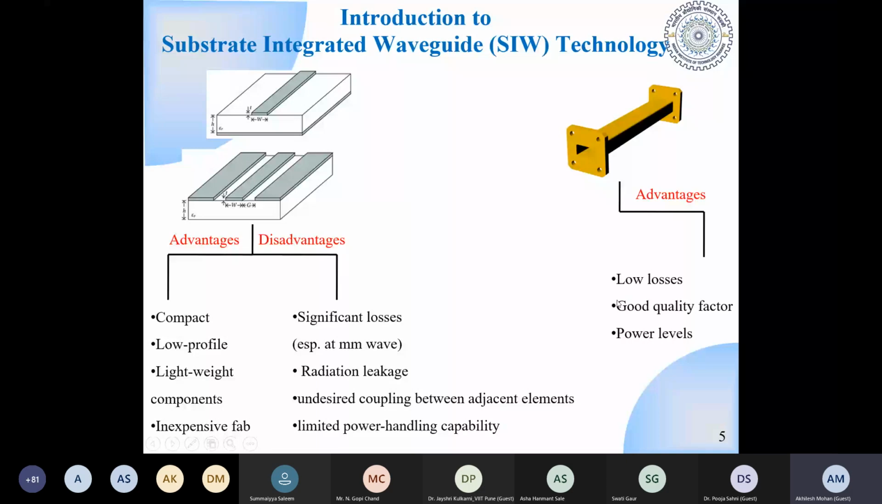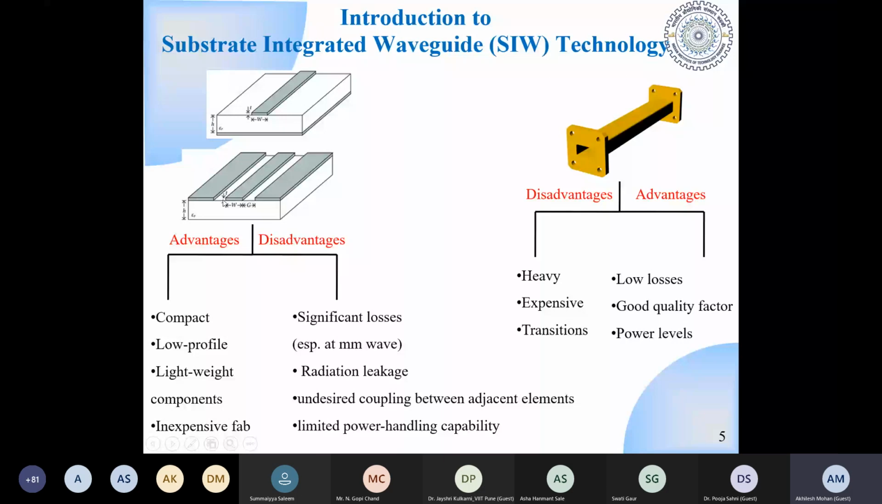They have very good power handling capability, but the disadvantage is that they are bulky in nature and very heavy. They cannot be used for mobile communication or handheld systems. They are expensive, and transitions are required because you will design your circuit in microstrip, so you require transitions.